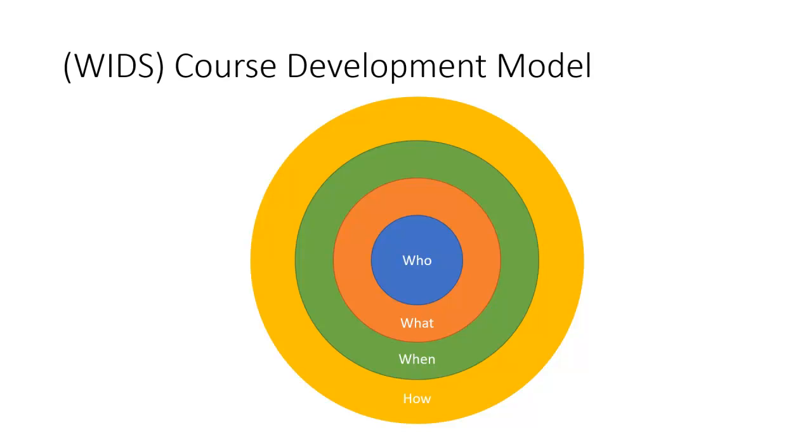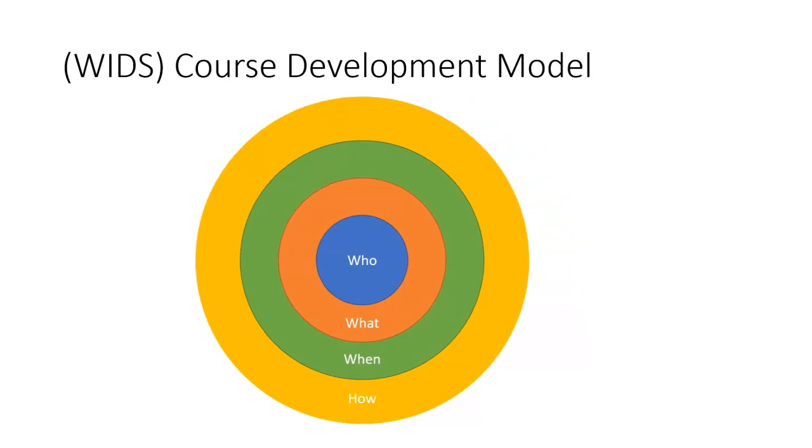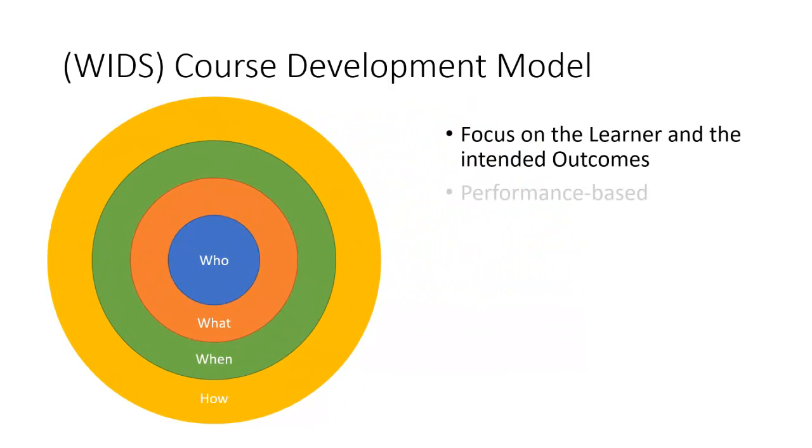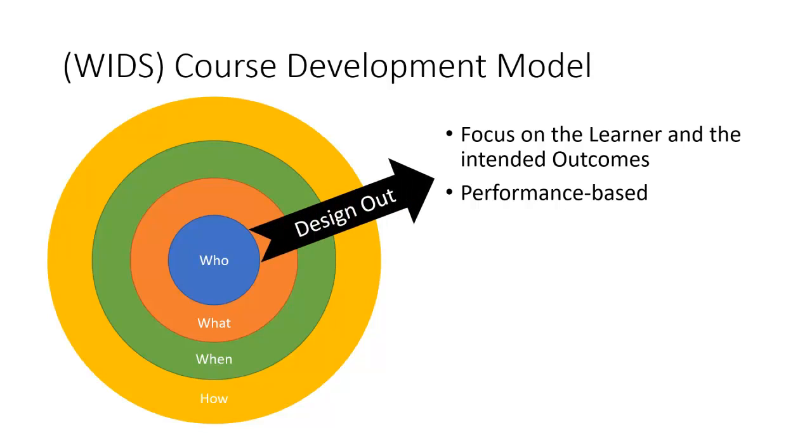The Worldwide Instructional Design System's performance-based course development model is configured in a target type diagram, which shows progress towards a goal. The circles or layers of the target from the inside out are labeled who, what, when, and how. These each will be explained in the next slides. This process has two goals. The first is outstanding instructional design, starting from the middle and going out, and the second is effective instruction and learning, represented from the outside in.